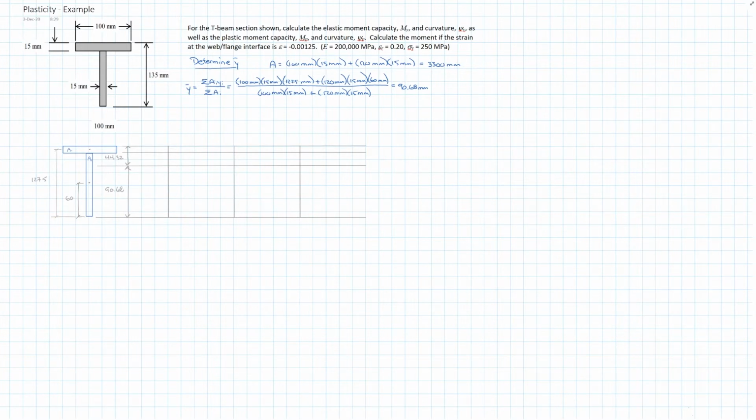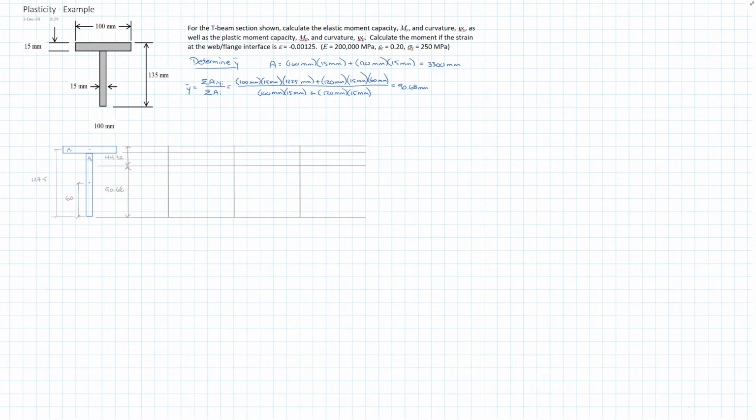The specifics of that is we're going to calculate the moment if the strain at the web flange interface is equal to the strain of 0.00125, which happens to be the elastic limit strain. And then it gives some properties for the cross-section of the material. So I've laid the problem out and gone ahead and looked at the cross section. I figured out what the area was and then what the distance to the centroidal axis is, y bar. And so I've shown those here on the diagram.